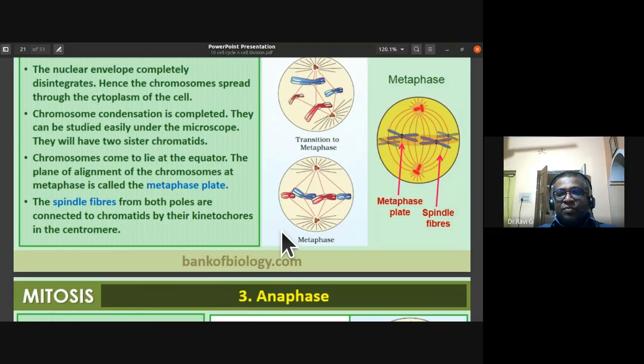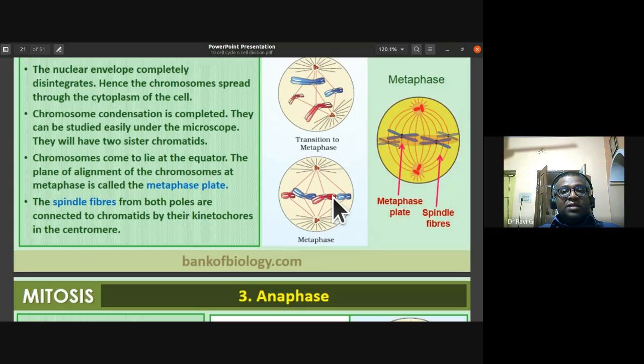I have already told you it is like a tug of war. When the spindle fibers contract, they pull the chromatids towards the opposite poles. The centromere will break at the center, and the two sister chromatids separate to form centromeres with single chromatids and move towards the opposite poles. So the total number of chromosomes is four, with two sister chromatids in each chromosome.